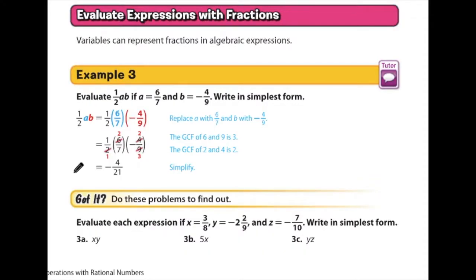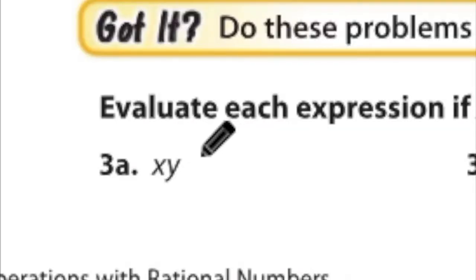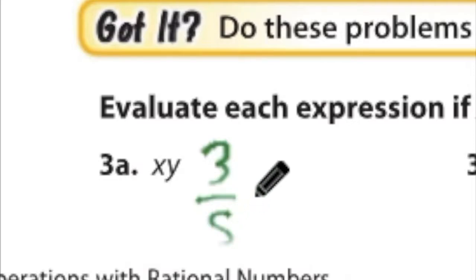For example 3, we will evaluate expressions with fractions the same way we evaluated expressions with integers. We will substitute the values in and then perform the operations. For 3a at the bottom of the page, we have 3/8 for x times y, which is -2 and 2/9. We're going to go ahead and change that to a mixed number. I'm going to ignore the negative sign for right now.